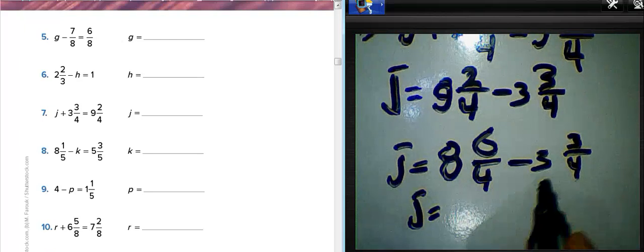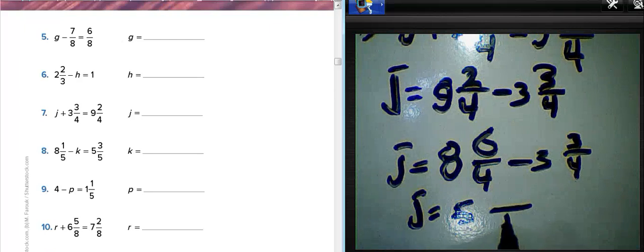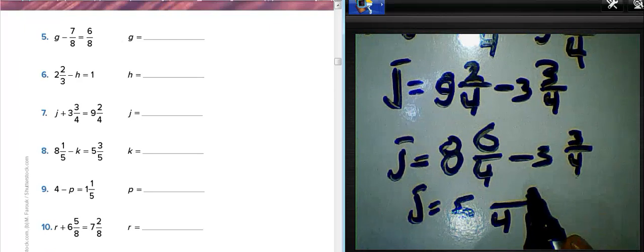Let's go: J equals 8 minus 3 equals 5, and we write the 4 here as the denominator, and 6 minus 3 equals 3. So the result will be 5 and 3 over 4.